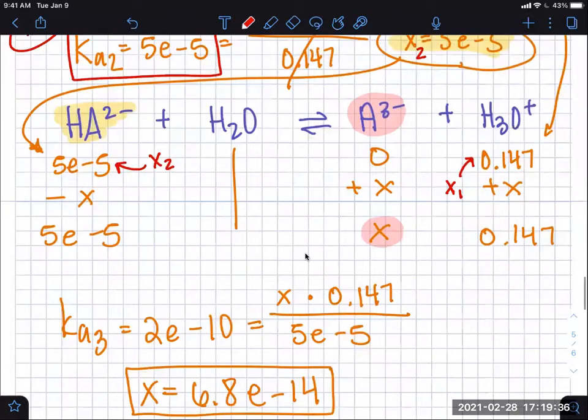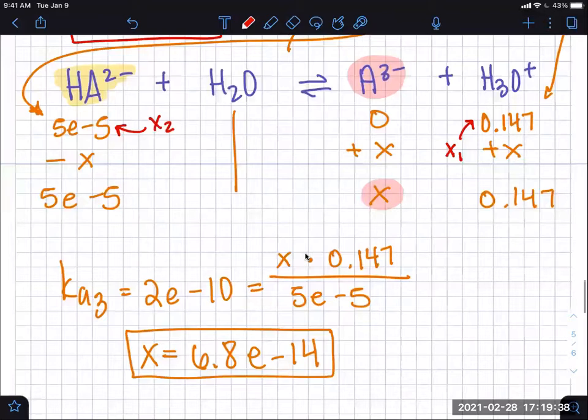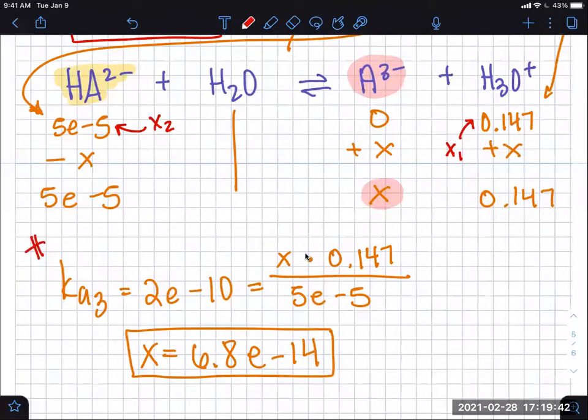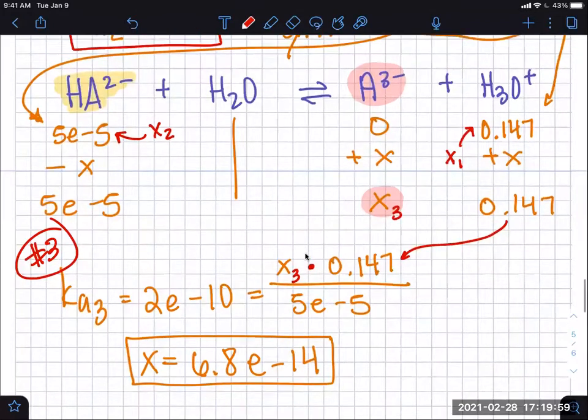And basically what you'll find in this setup, this will be your third step, I guess. So you'll do Ka3 equals your x3, right? This is your final unknown variable, x3, times your H3O plus concentration, or x1, right? Over this one, which is x2.